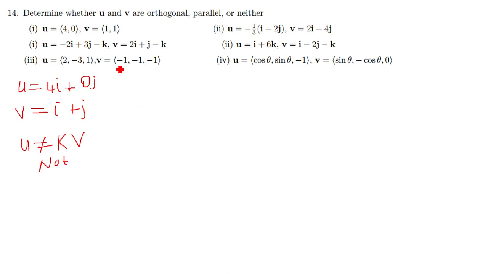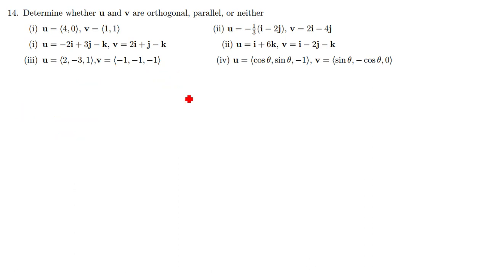hence not parallel. They are not parallel. The same applies to the first part I was answering, to prove whether they are orthogonal or not. So in conclusion, you just say U dot V was equal to 4, so meaning U dot V is not equal to 0. Hence they are not orthogonal.